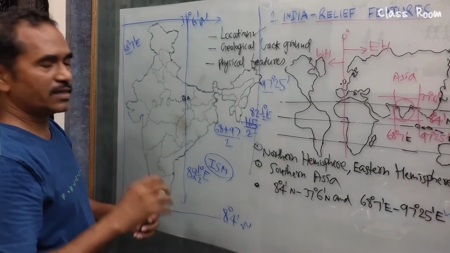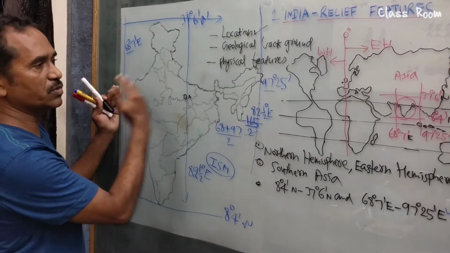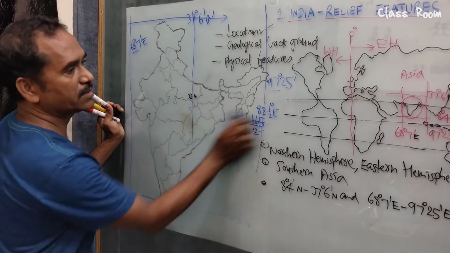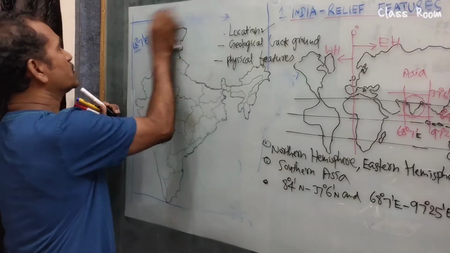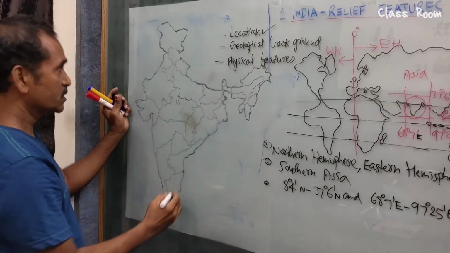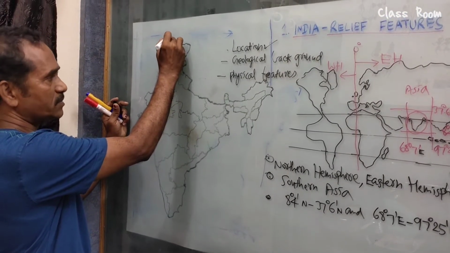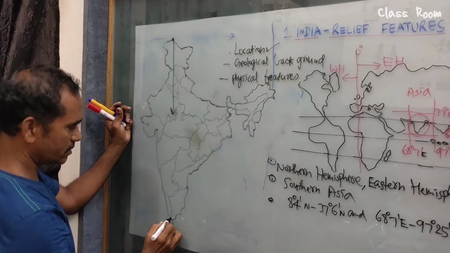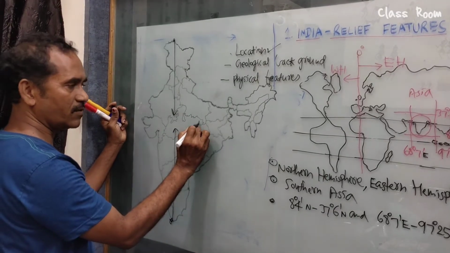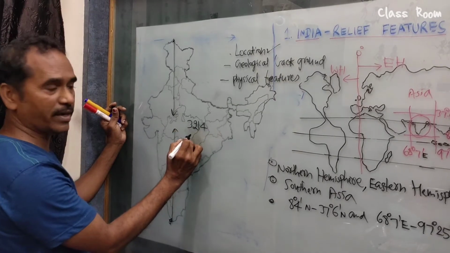Let's move on to the distance between north to south and west to east. What is the distance? Let's see. We are going to show the distance of India north to south. See, north to south. Southmost. A distance is, let's see, 1, 2, 3, it is 4. You keep in mind like this.